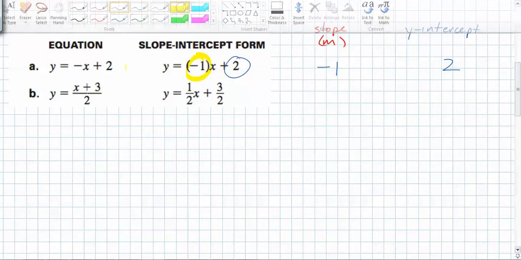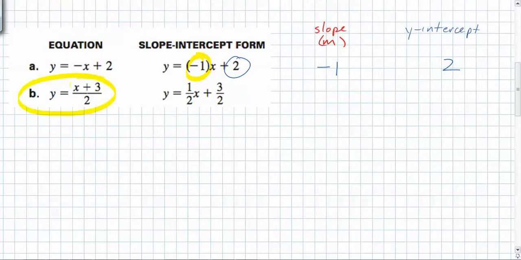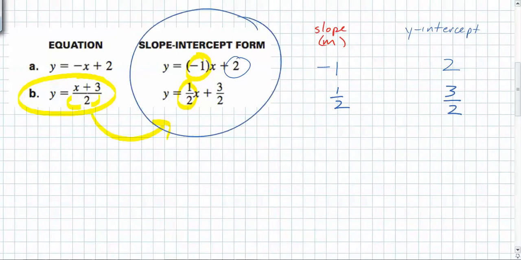Over on the left, you have this equation, and it's not quite in slope-intercept form. You need to do a little work, and the 2 divides into x, and it divides into 3, and it turns into 1/2 x plus 3 over 2. In this case, the 1/2, which is the coefficient of x, is the slope, and the y-intercept is 3 over 2. So having something in slope-intercept form is really helpful because it immediately gives you the slope and the y-intercept of the line.